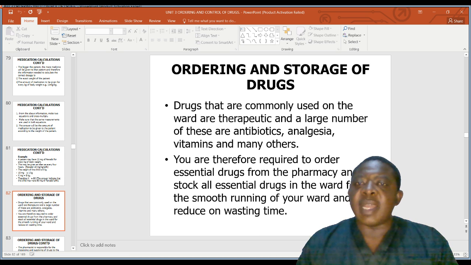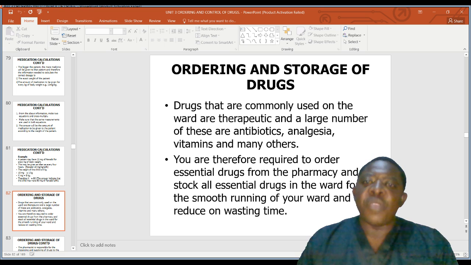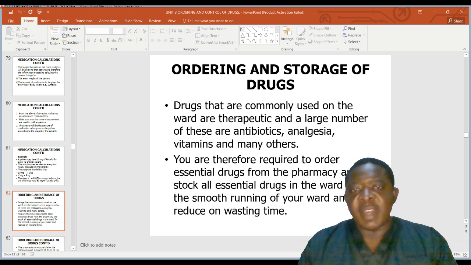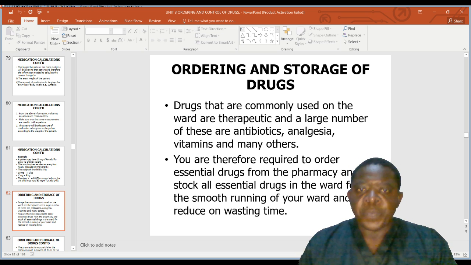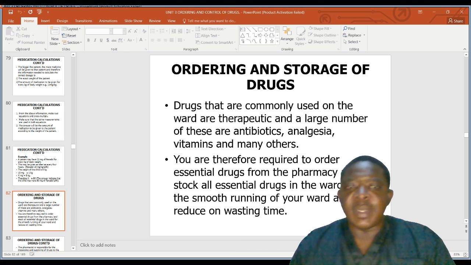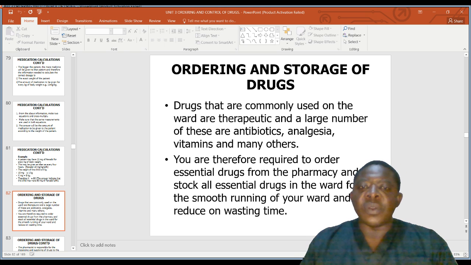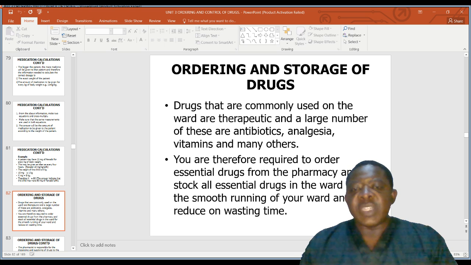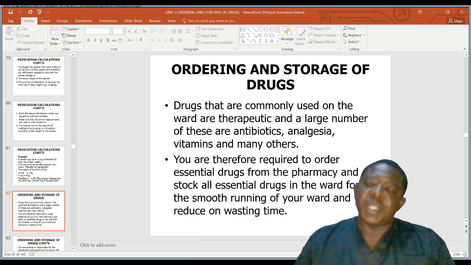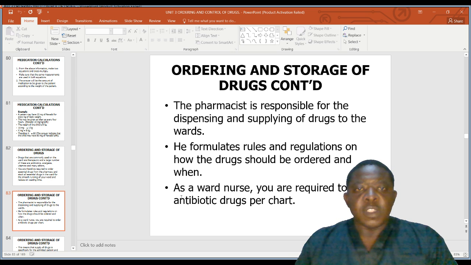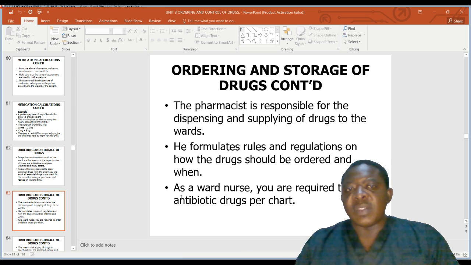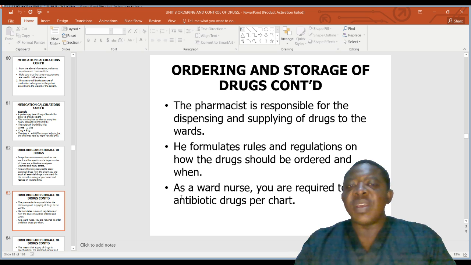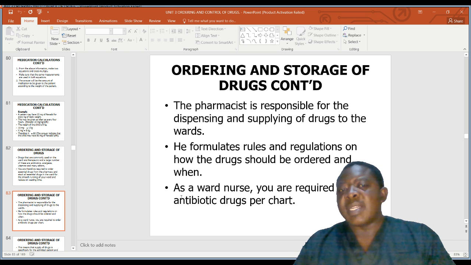So drugs that are commonly used on the ward are therapeutic, and a large number of these are antibiotics, analgesia, vitamins, and many others. You are therefore required to order essential drugs from the pharmacy and stock all essential drugs in the ward for the smooth running of your ward and to reduce drug wastage. The pharmacist is responsible for dispensing and supplying the drugs to the wards. Okay, he formulates the rules and regulations on the drugs, how they should be ordered, and when.